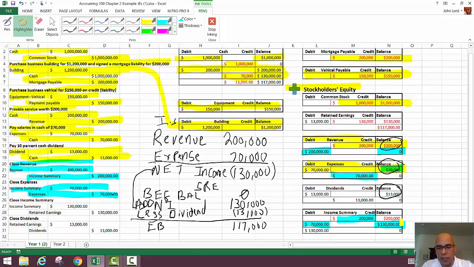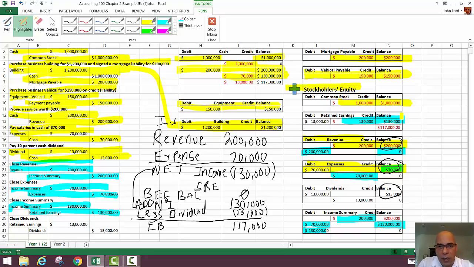So what do I do? Since it has a credit balance of 130, I debit it. I debit income summary. I keep showing you from the ledgers, but I would start in the journal: debit income summary, credit the retained earnings. When I post that credit to retained earnings, it started out at 0, I just posted the credit, so it's 130.